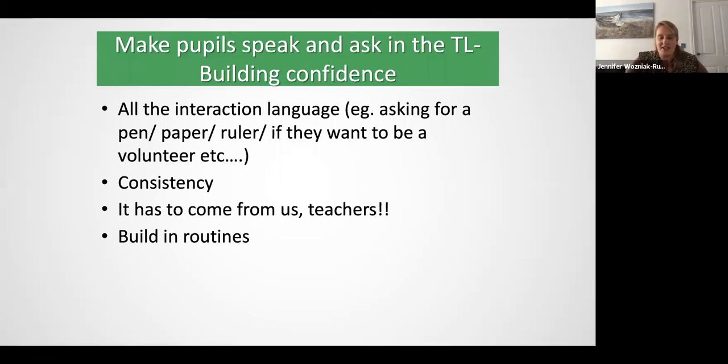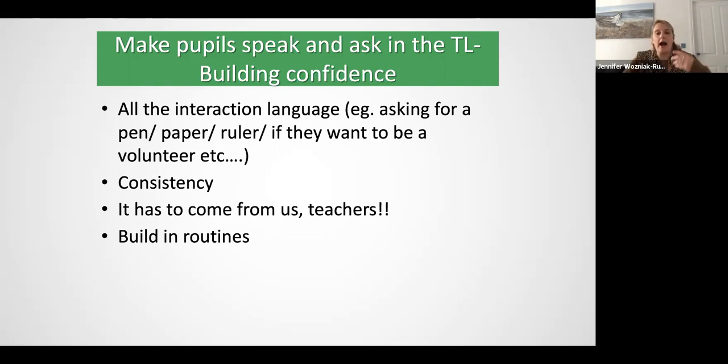So, I will teach them how to ask for a pen, how to ask for paper, if they want to be a volunteer, if they need to go to the toilet, if they need to take their jumper off, because I know those are more likely the things that they might need to say. So right from day one, in year 7, we teach those structures.